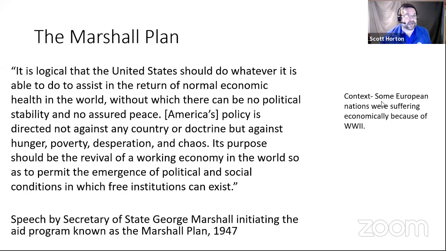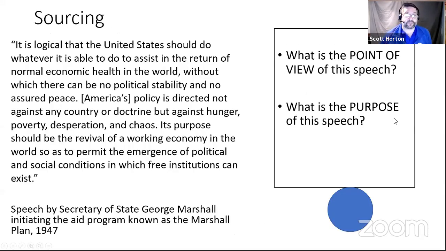So let's try a couple of additional ones just to check to make sure that you understood. So the next document will be a document about the Marshall Plan. And the context of this document is that some European nations were suffering economically because of World War II, and the United States here is going to provide a solution to that. So again, point of view of this speech, what is the purpose of the speech?